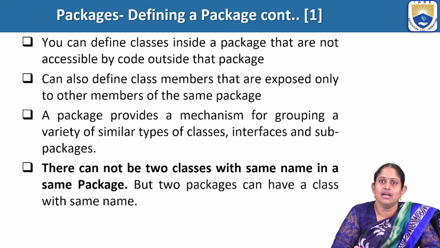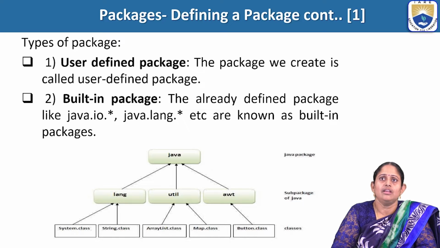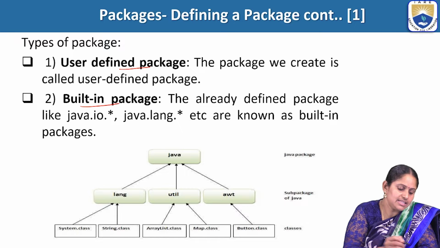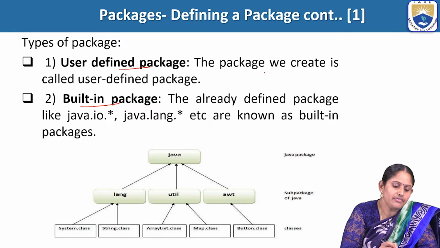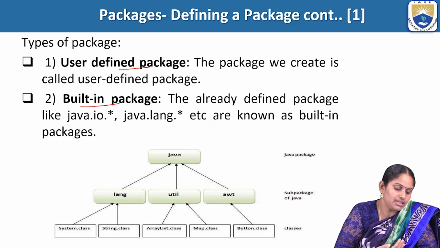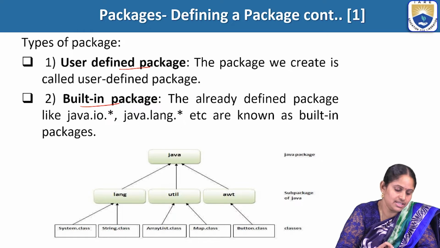There cannot be two classes with the same name in the same package, but two packages can have a class with the same name. Now there are two types of packages. One is the user-defined package and the other is the built-in package. The user-defined package is given by the user, like it will be made by the user or the programmer, and the built-in package is already defined inside Java, inside the JDK, like the IO package, lang package, etc.